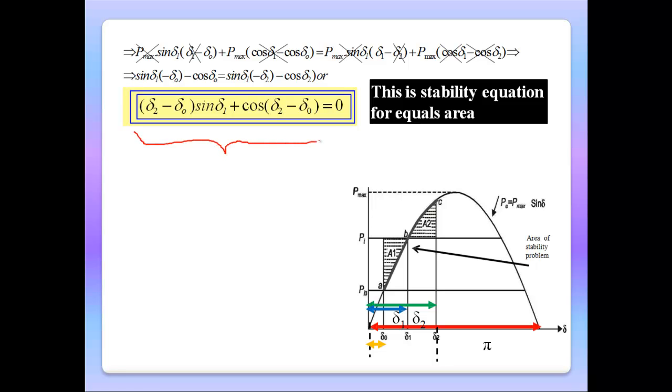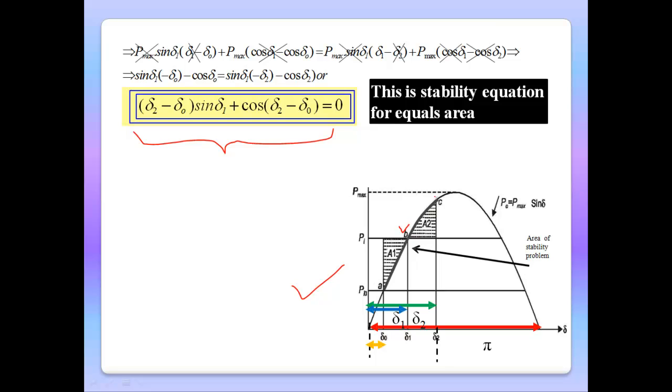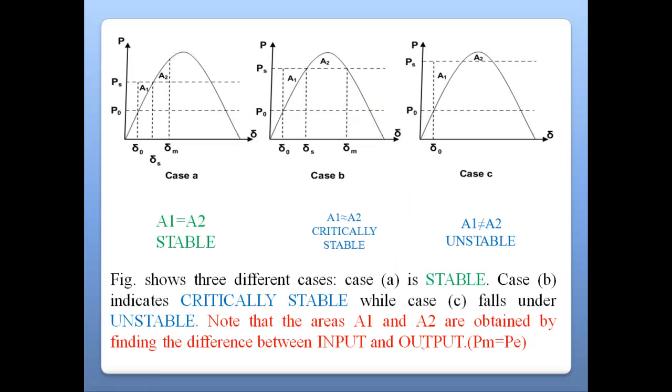This is the important one, the equal area criteria stability equation, and this is the equal area criteria curve at the time of stability. This is the most stable point, beyond this point it is unstable, and this is the controllable stable region, right? These are the several delta angles which we have diagnosed and seen their observations.